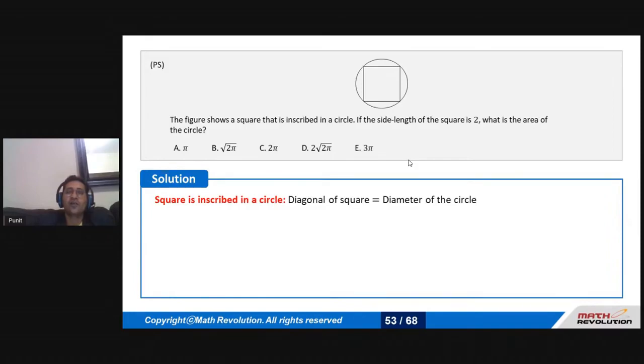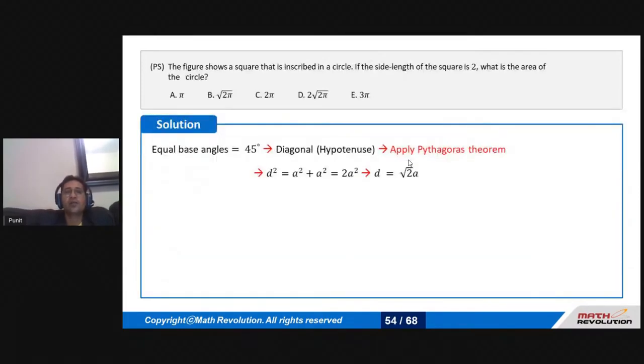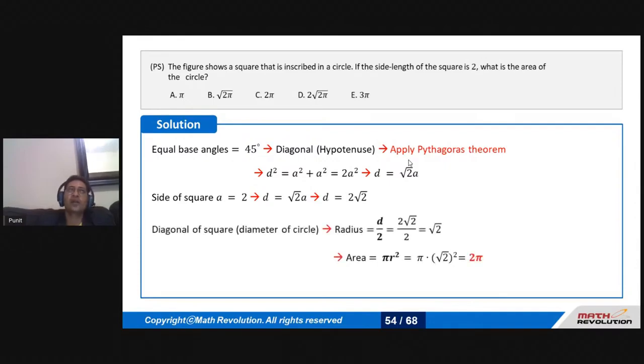So always remember that the diagonal of the square is the diameter of the circle. Here the side length is 2. We know that if the side length of a square is a, the diagonal is a root 2. So if the side length is 2, the diagonal will be 2 root 2. If the diagonal is 2 root 2, that means the diameter is 2 root 2, so the radius becomes half of it, that is root 2.